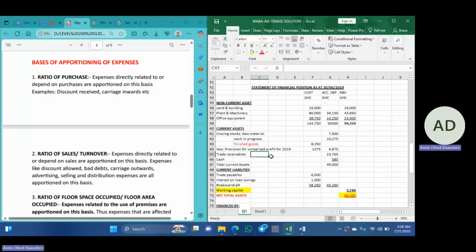The bad debts, if there's any bad debts on your trade receivables or your debtors, you will take your bad debts from it. And if there's provision for any doubtful debts, you also consider that. The cash and maybe bank also consider, add it to the current asset and find the totals. Then you get a total for current assets.